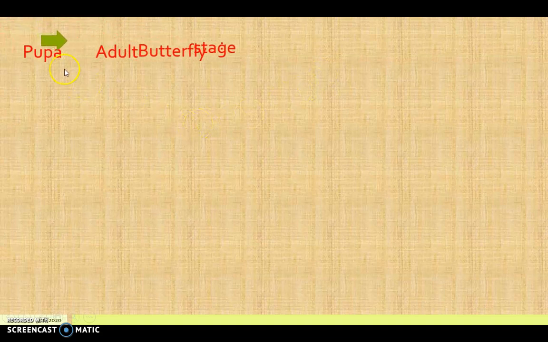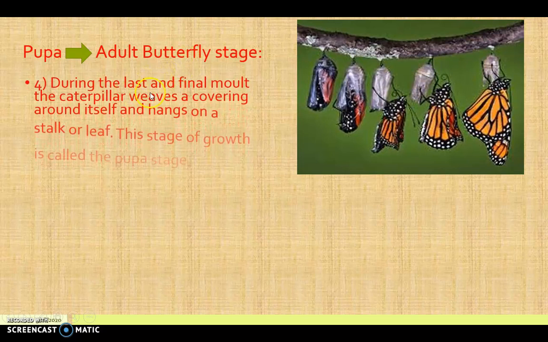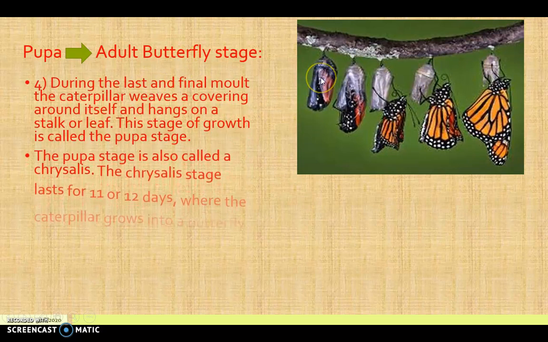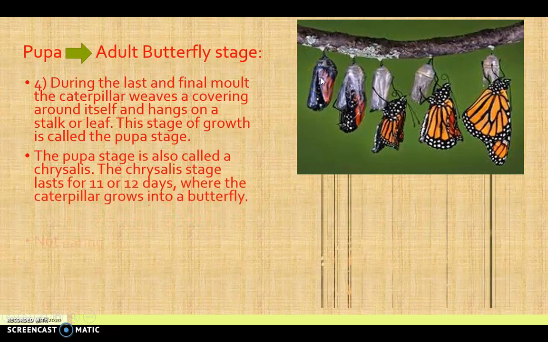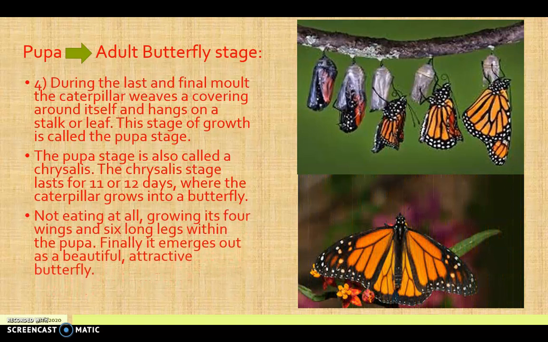And finally, from a pupa to an adult butterfly stage. During the last and final molt, the caterpillar weaves a covering around itself and hangs on a stalk or leaf. This stage of growth is called pupa stage. The pupa stage is also called a chrysalis. The chrysalis stage lasts for 11 or 12 days, where the caterpillar grows into an adult butterfly.